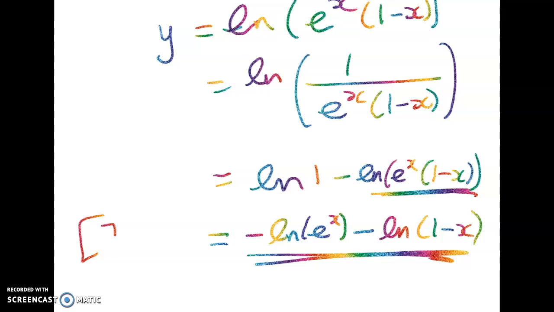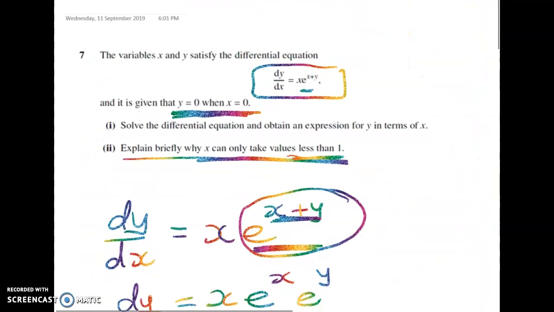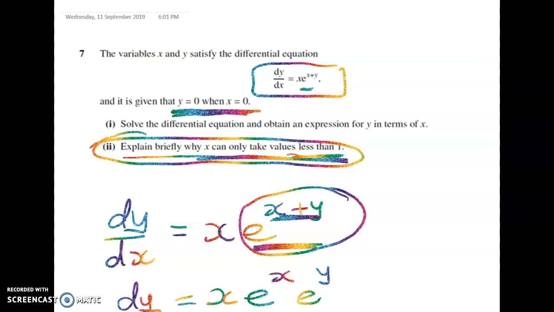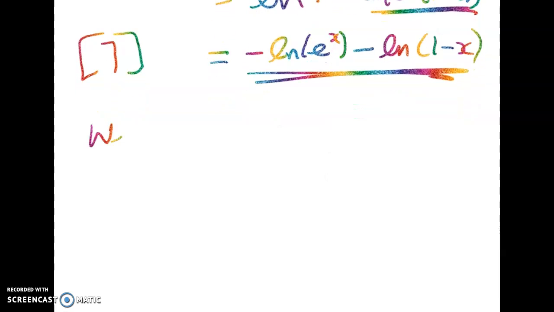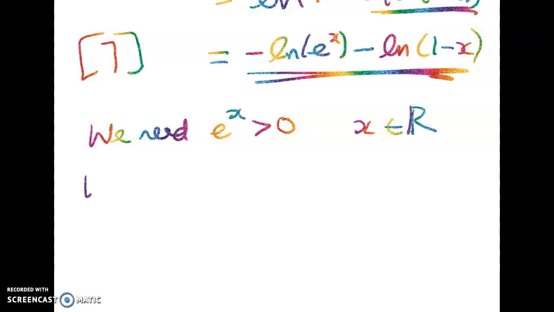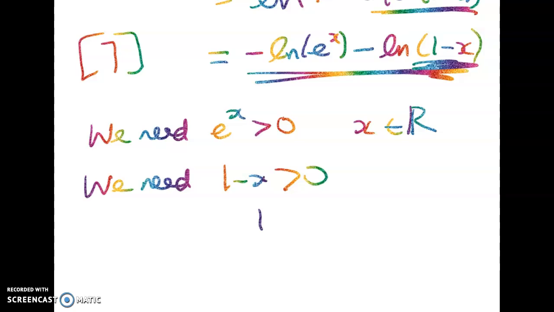So that's our 7-mark part. But the last question was to say, explain briefly why x can only take on values less than 1. So we need two conditions here. We need e to the x greater than 0, and that's fine for any x. And we also need 1 minus x greater than 0 for this bit here. So 1 minus x greater than 0 means 1 has to be greater than x, which means that x must be less than 1. So we've shown what was needed. So that's the last mark in here.